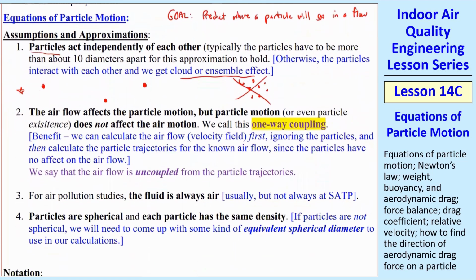Number two, the airflow affects the particle motion, but particle motion doesn't affect the air motion. So in fluid mechanics, we call this one-way coupling. The benefit is that we can calculate the airflow first, the velocity field, ignoring the particles, and then we just calculate the particle trajectories for a known airflow. Some people call this a frozen airflow. Even if it's unsteady, we calculate the airflow first, and then we inject the particles and see what they do. The particles have no effect on the airflow. We call this uncoupled. The airflow is uncoupled from the particle trajectories.